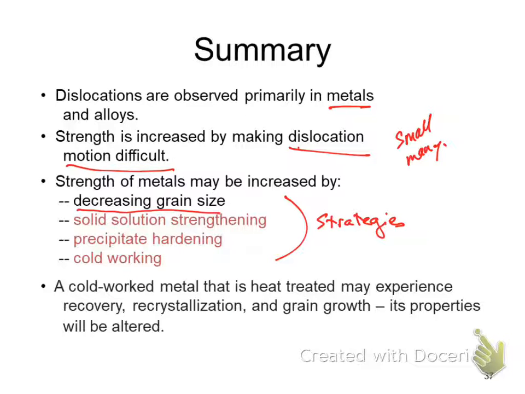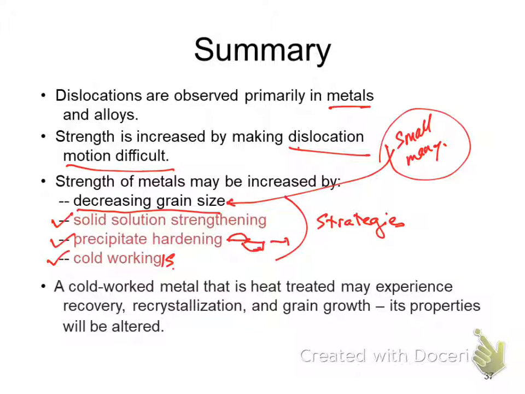Here's your decreasing grain size again that I just mentioned. You can also do solid solution strengthening, or precipitate hardening, where you have to fracture the precipitate in order to move the precipitate along the slip plane. And then cold working can strengthen the material, but while tensile strength will go up, your ductility will go down. You can recover some of these properties after you've cold worked it. Cold worked metal that is heat treated may experience recovery, recrystallization, and grain growth. Its properties will be altered.